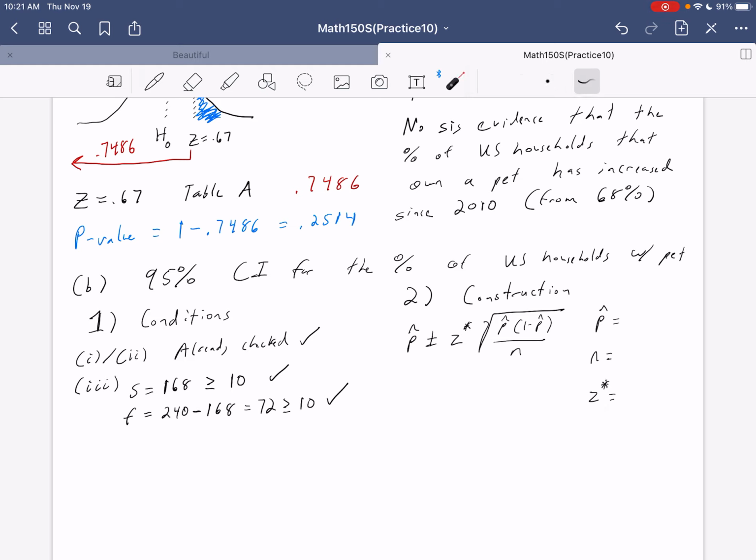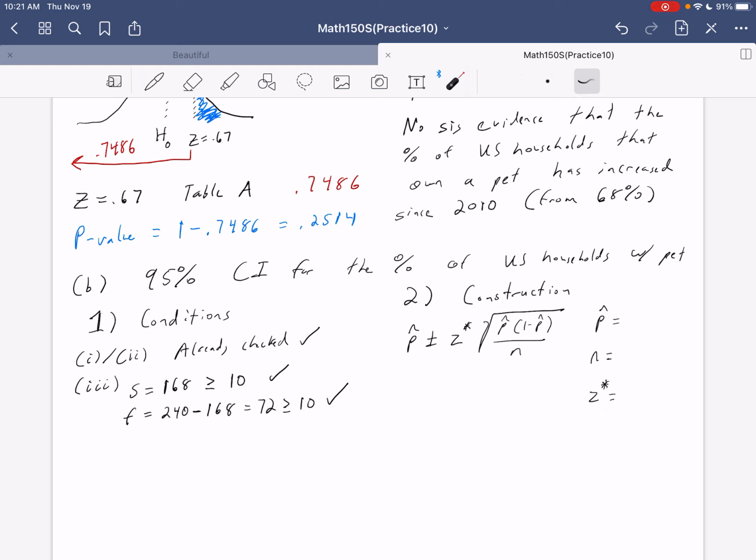And z star, well, remember, we can look this up on table C if we like. We can go to table C, look up the z star and go across to the confidence level, which is 95%. You guys are certainly welcome to go check this on table C if you want. But keep in mind that with z stars, you can just memorize or remember the couple major z stars. And for 95%, that z star is always 1.96. All right, let's go ahead and put this stuff in then. So we have 0.70 plus or minus 1.96 square root 0.70, 1 minus 0.70 divided by 240.